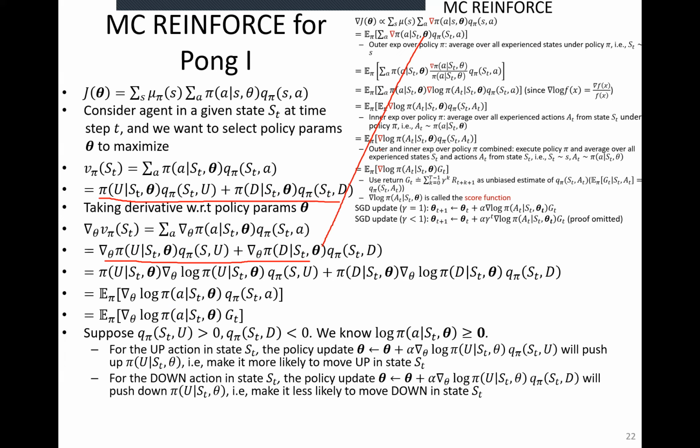So we're looking at a specific state, so we can pretty much ignore the first expectation over the state distribution. And then you do the log trick to get this expression, which is q pi st, which is, yeah, this term.